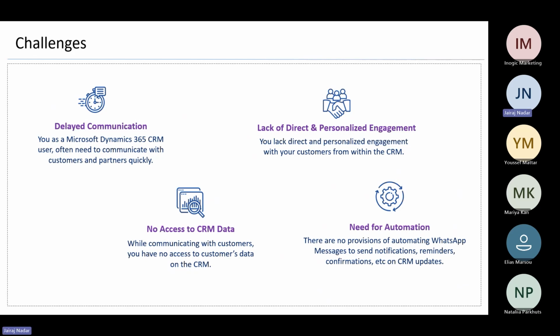And there is no provision for automation as well. For example, if you wanted to send an automatic message, an auto reply, a birthday message, or any kind of renewal notification that you wanted to automate and send to your customers, that is not currently possible within the CRM. That is where we can provide this with WhatsApp. So these are all the key challenges that users are facing in the current world: lack of communication, no access to the data, and no automation as well.